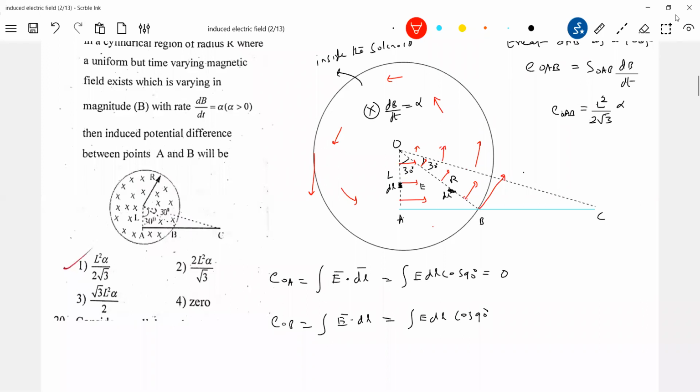But outside here it again decreases. Here it will be maximum. Again it should decrease. Why should it decrease? Because from the formula, it extends like this till infinity. From here till infinity, the induced electric field will be there. Now it will be directed perpendicular to the line joining OC.